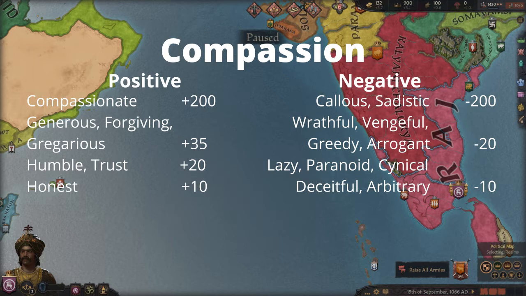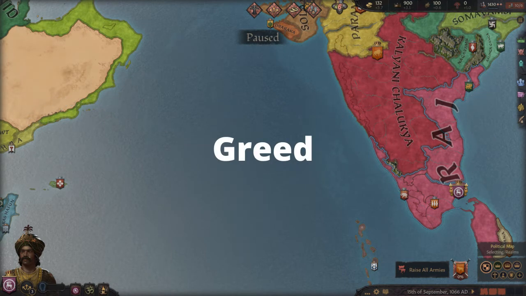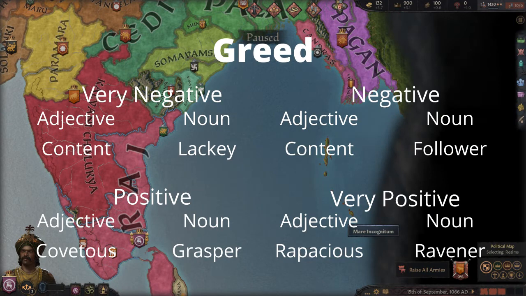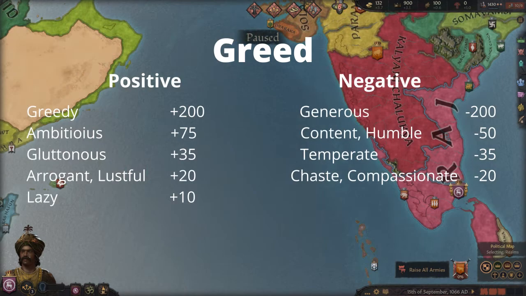Our next personality attribute is greed. So you've got content lackey for the very negative. Negative is content follower. Positive is covetous grasper. And then the very positive is rapacious ravener. The positive, the attributes that would give more greed, you see here with those traits. And then for the negative, you have the traits that would cause you to go more negative.